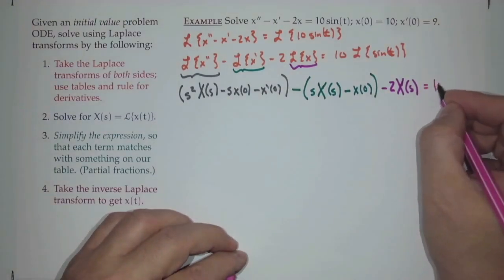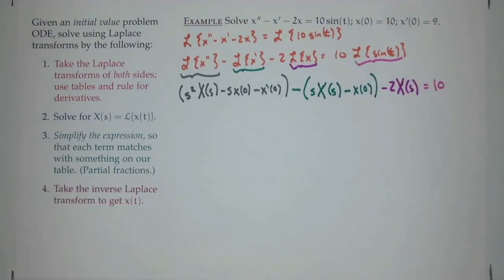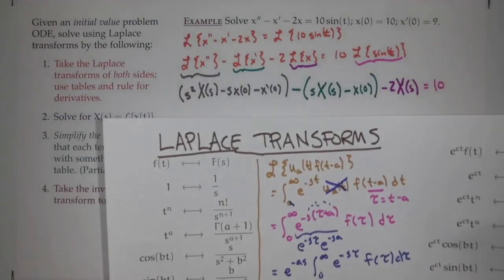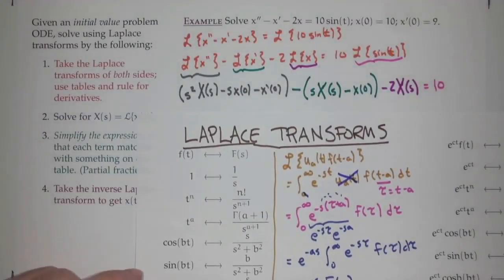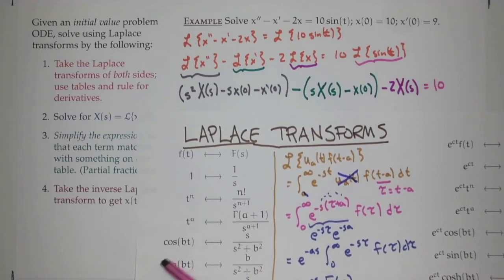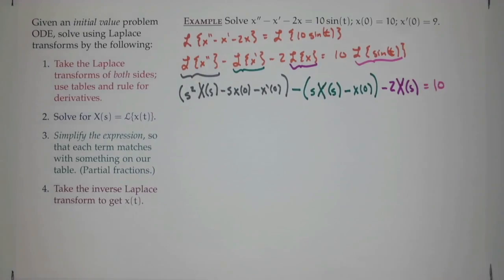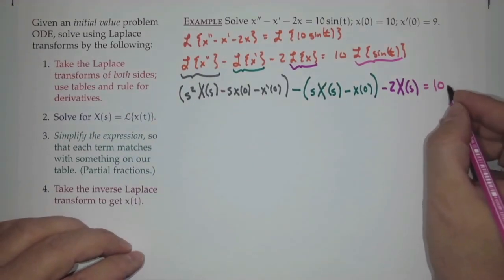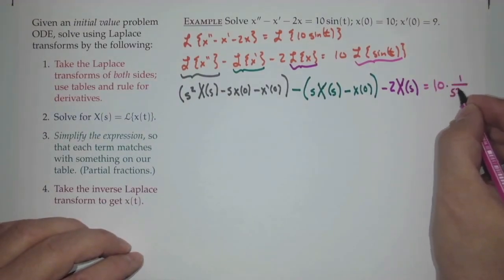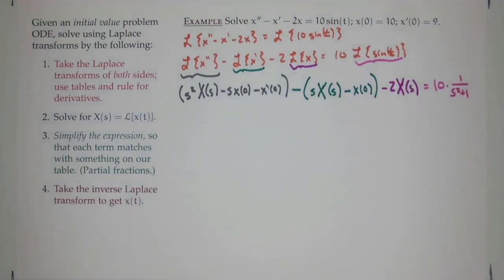That's just 10. Do we know the Laplace transform of sine of t? So for that, we don't rederive it. We look at our chart and say, does sine of t show up anywhere? Yeah. Shows up down here. So what's the Laplace transform of sine of t? Yeah, so in our case, it'll be 1 over s squared plus 1. Okay, so 1 over s squared plus 1. All right.